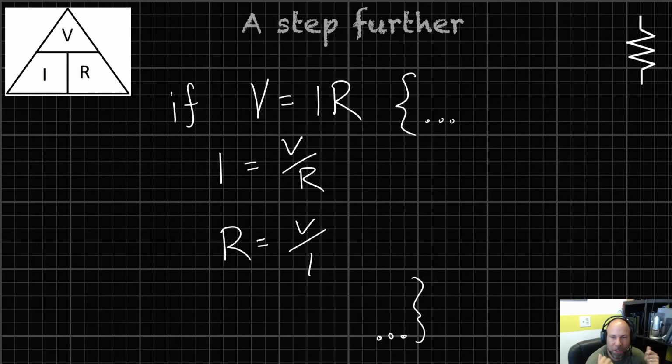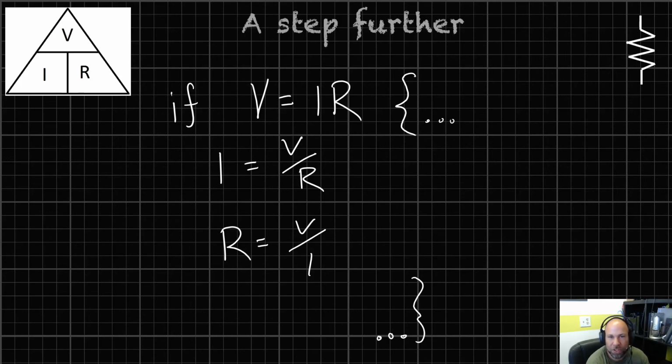We can make some reasonable assumptions with the knowledge that we have. We know that if V is equal to IR, or voltage is equal to current times resistance, that we can change this formula around at any time to make it suit our needs. If V is equal to IR, then we can say that I is equal to V over R, or R is equal to V over I. And that's why it really helps to have this pyramid there.